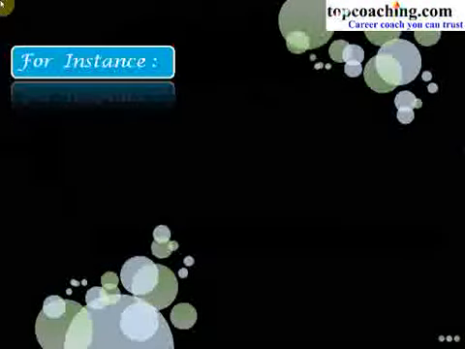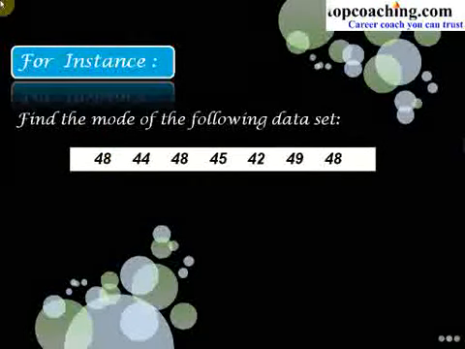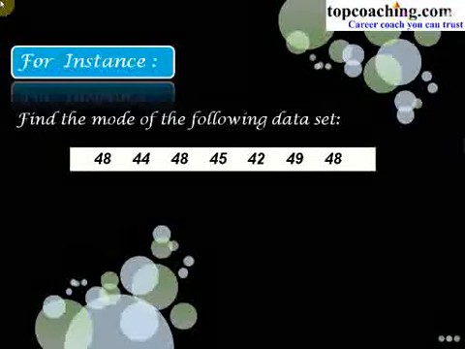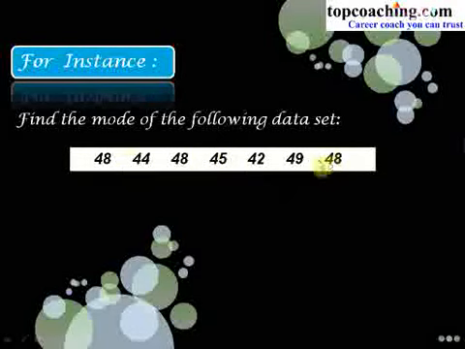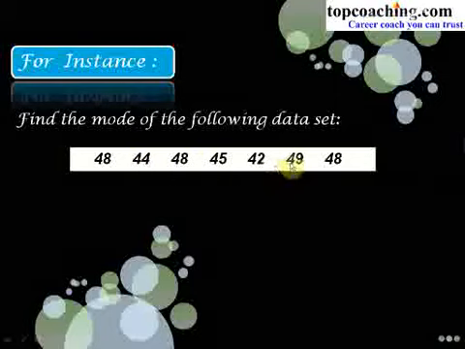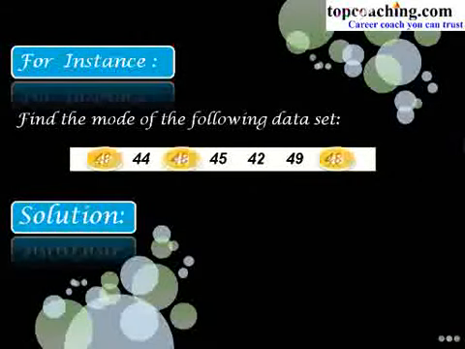Let us take an example for this. Find the mode of the following data set. We have given the data set, that is 48, 44, 48, 45, 42, 49 and 48. Now in this data, what we are seeing is that 48 is the only number which occurs 3 times in this entire data, that is 48, 48 and 48, and the rest of the numbers, that is 44, 45, 42 and 49, do not repeat at all. So we can say the mode of this entire series is 48.